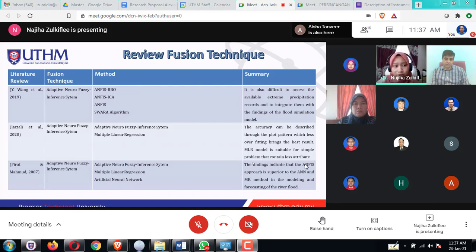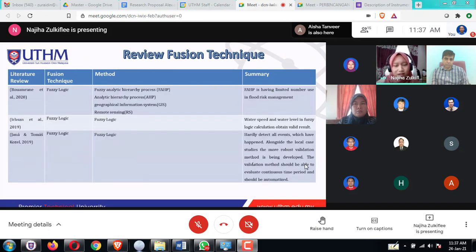Next is the fuzzy logic. Fuzzy logic has a limited number of uses in forecasting. Based on FAHP, which is fuzzy analytic hierarchy process, it has limited use in flood risk management. And based on Jana and Thomas Kozel, by applying fuzzy logic, it is hard to detect which area has flood risk, flood forecast.